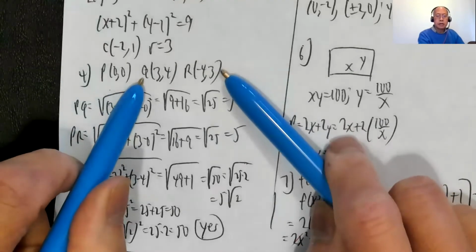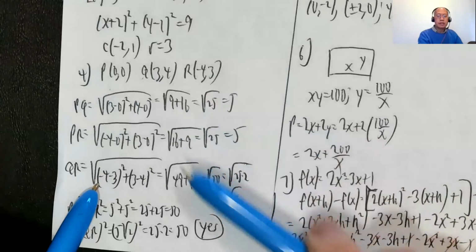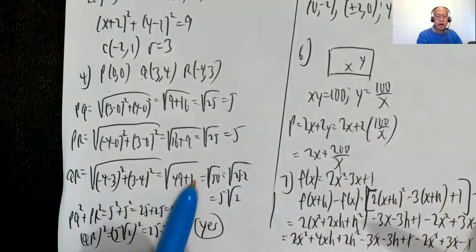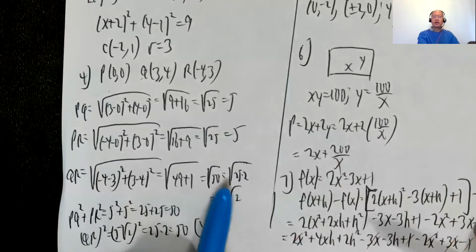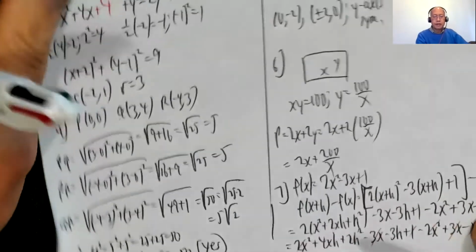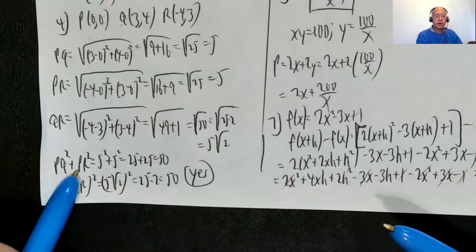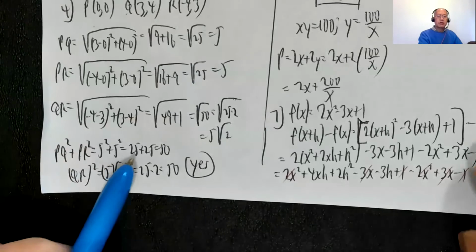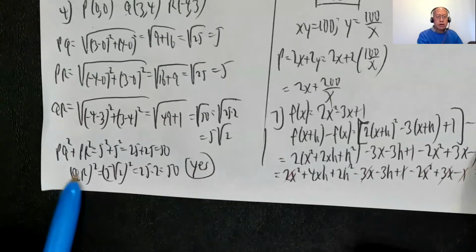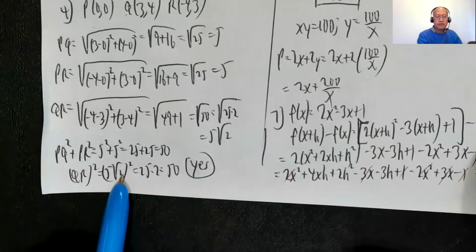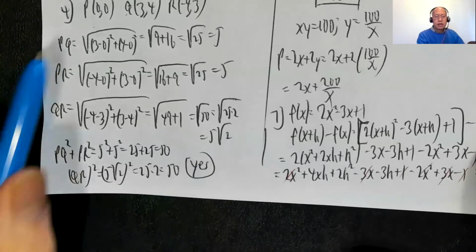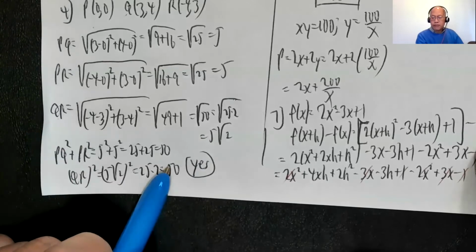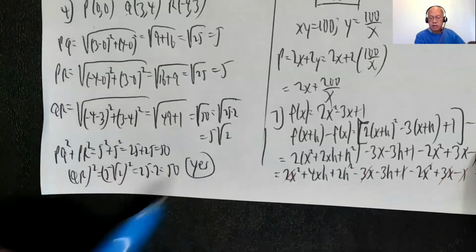Q to R, square root of -4 minus 3 squared plus 3 minus 4 squared, square root of 49 plus 1, radical 50, square root of 25 times 2, or 5 radical 2. PQ squared plus PR squared, that's 5 squared plus 5 squared, 25 plus 25 is 50. QR squared, 5 radical 2 squared is 25 times 2, also 50. In other words, PQ squared plus PR squared is equal to QR squared. So final answer, yes, we do have a right triangle.